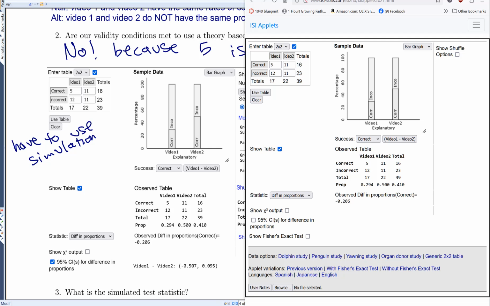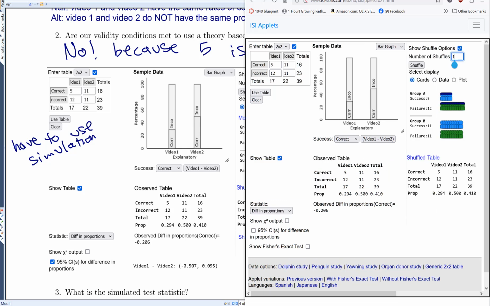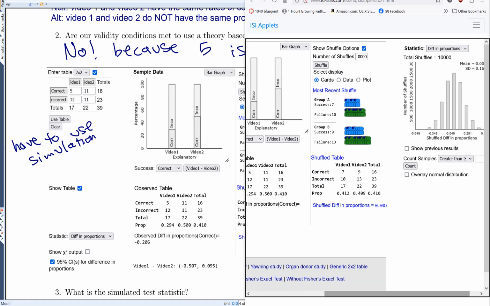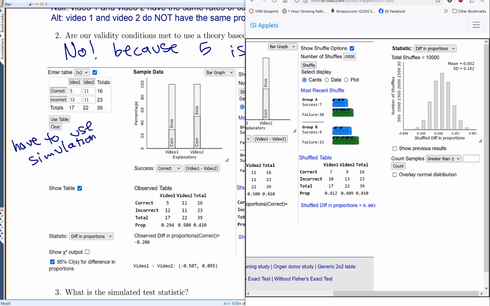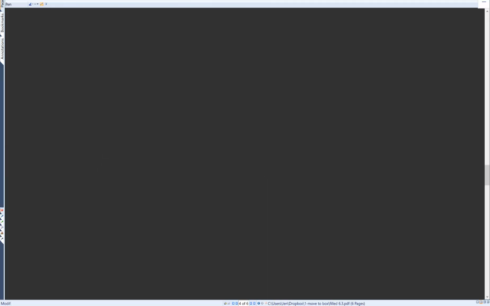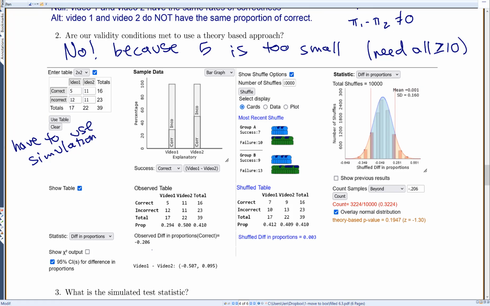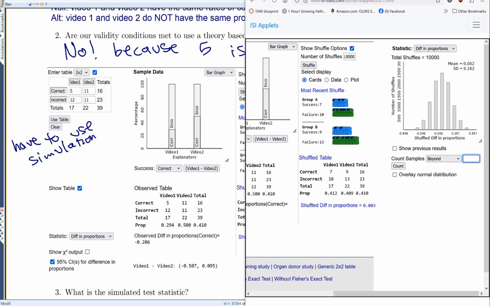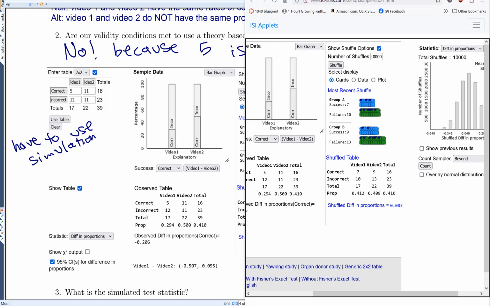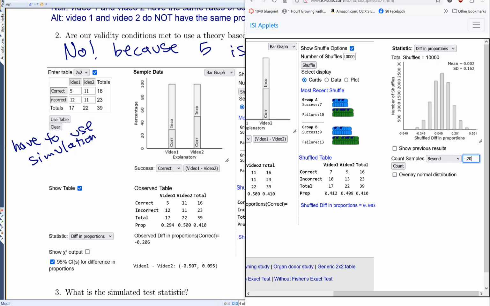I can see the individual proportions for each group. It will show me the observed difference in the proportions. Okay. And I'll go to my show shuffle options and I need to shuffle 1,000 times. It's a pretty small sample size, so it doesn't take very long. And we need to count samples beyond what I got for my difference in proportions. So my difference in proportions is this negative 0.206. You can see that right here. Count. Okay. And my p-value is 0.3302.